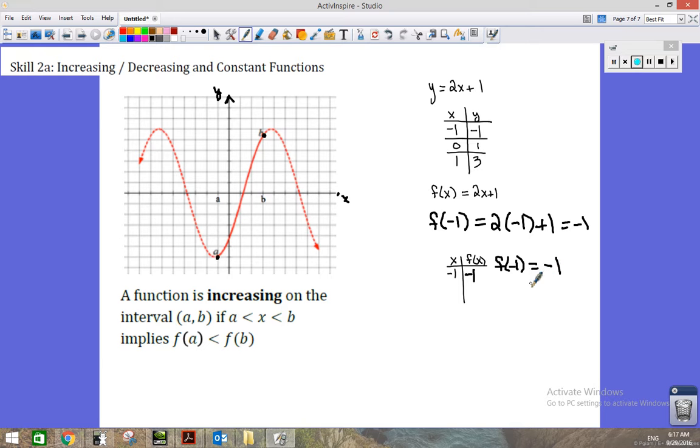Now that notation also has the advantage that inside the parentheses is the x and outside what it's equal to is the y. So if we continue that, we've got f evaluated at 0 is equal to 1. That's what this point is, all we're doing is substituting in 0 for x. And f evaluated at 1, well, 2 times 1 plus 1, that's 3.